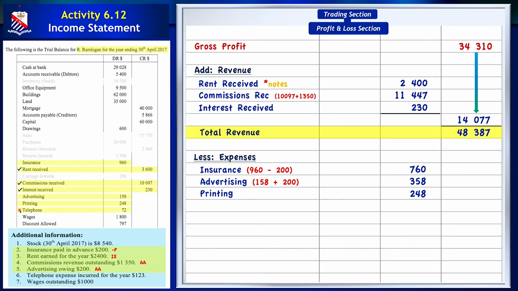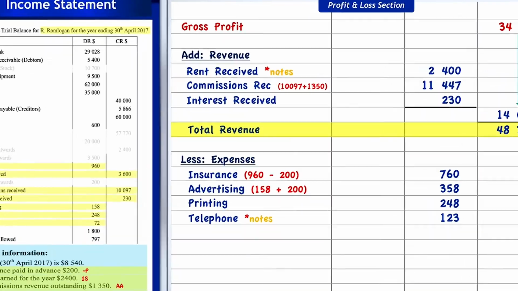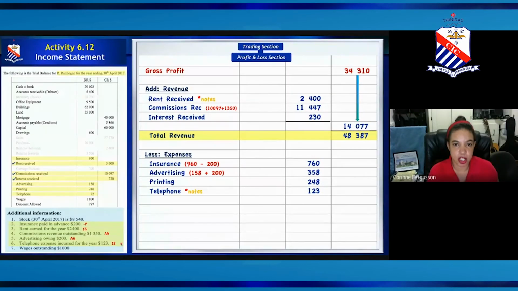Move on to the next expense, telephone expense. Look down in your notes. So there is an expense incurred of $123. They did not say accrued or prepaid. They gave you the incurred amount. What does that mean? It means that this is the amount that goes into your income statement. So no calculations for this one. So you would put your telephone and the figure that came from your notes, $123, because what goes into the income statement, the expense incurred, just like the revenue earned.